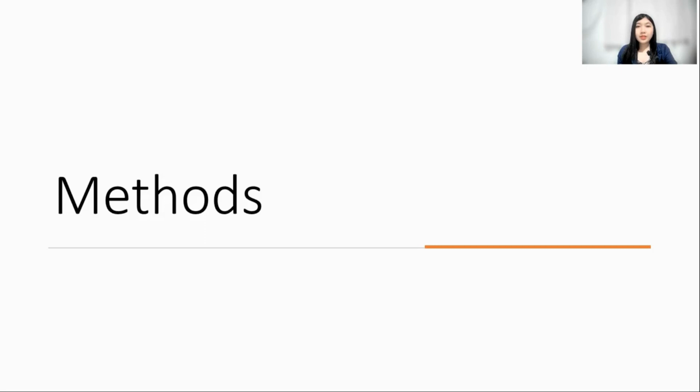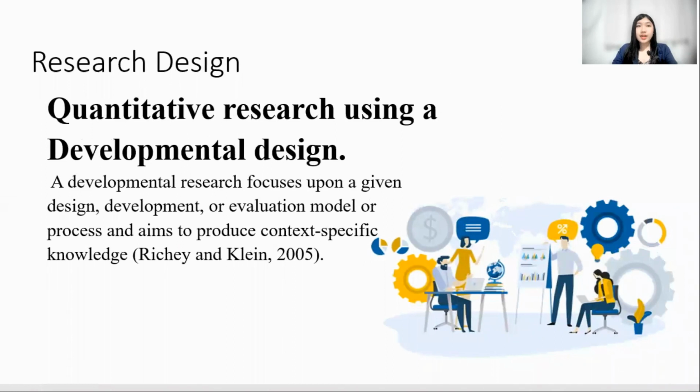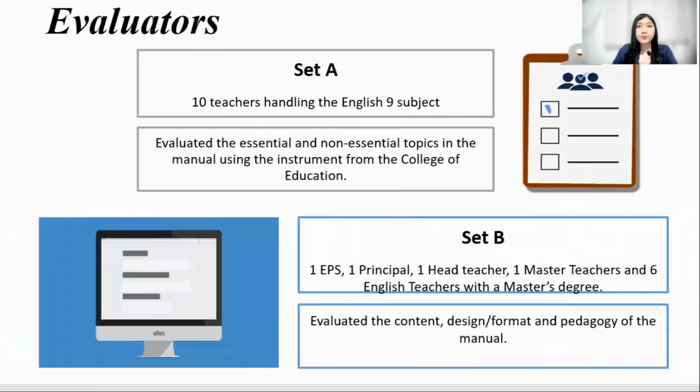The following methods were used in the conduct of the study. For the research design, quantitative research using a developmental design was used. A developmental research focuses upon a given design, development, or evaluation model or process and aims to produce context-specific knowledge. This study used an instrument provided by the university and utilized a developmental research method as it involves the process of designing and validating a supplemental teacher's manual.